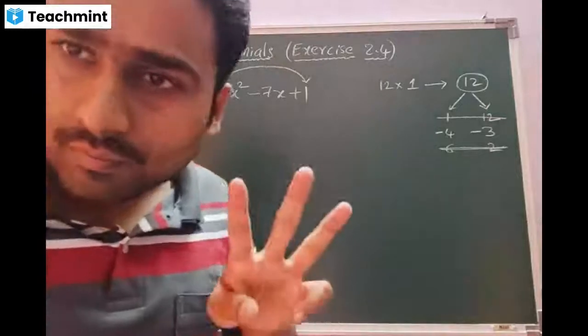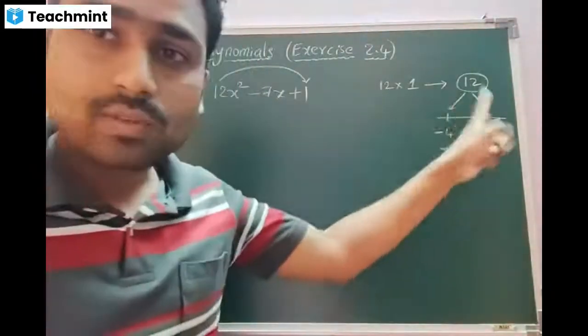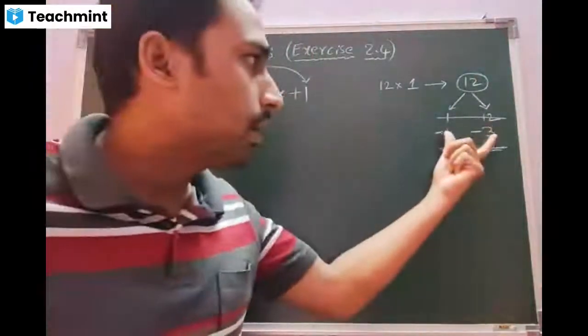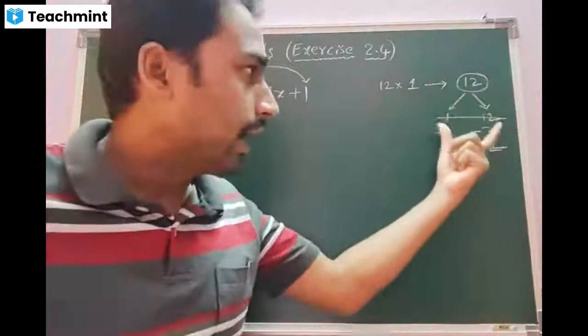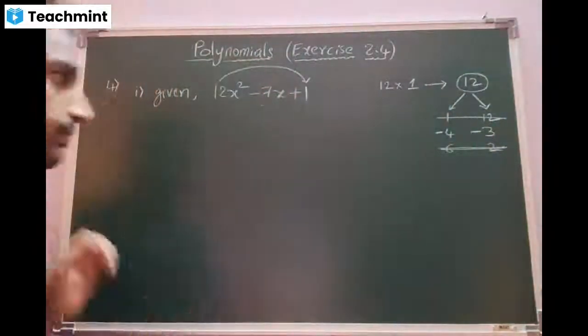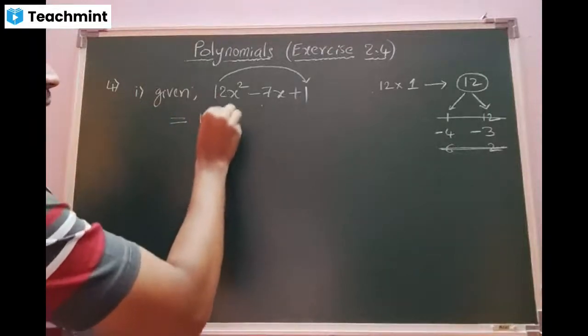Yes, sir. Out of 3, the middle one, 4 and 3 is going to satisfy the conditions, rules and regulations. Multiplication should be this, addition or subtraction should be this. Is that clear? Yes, sir. So, it can be written as 12x square.